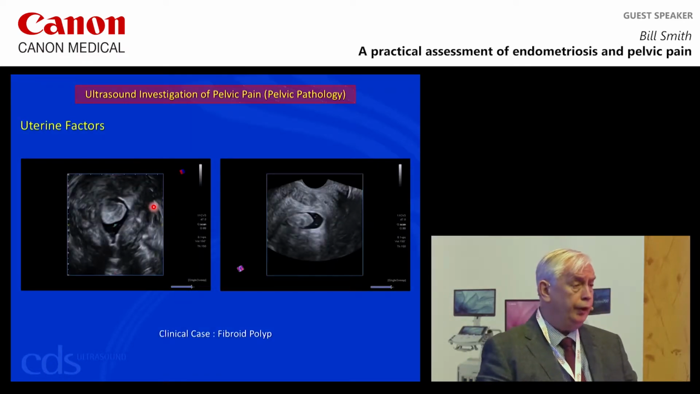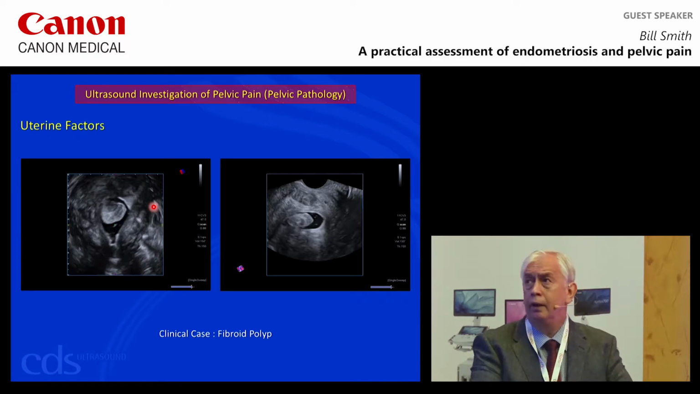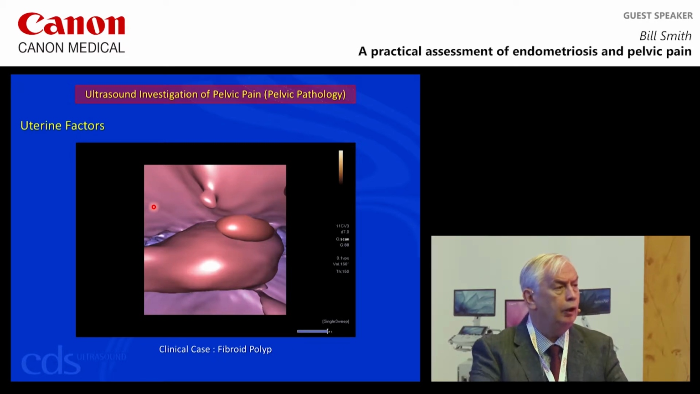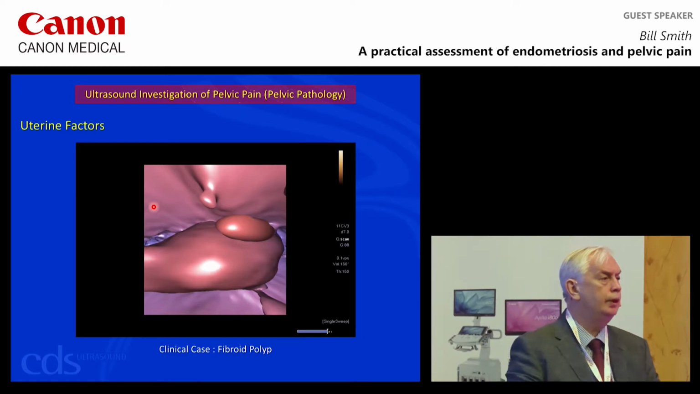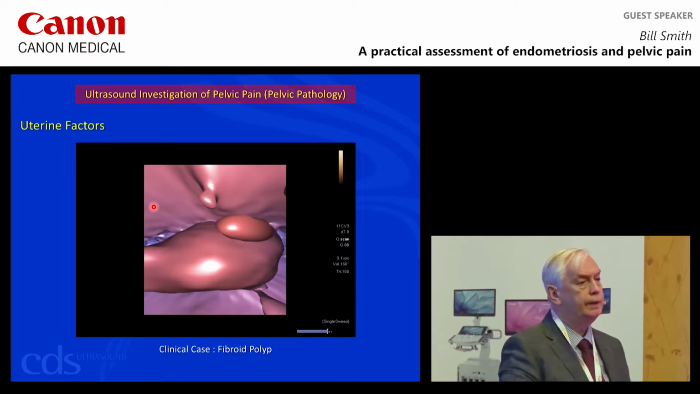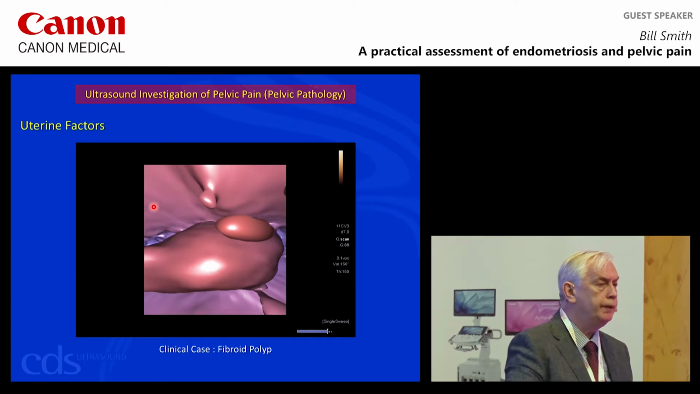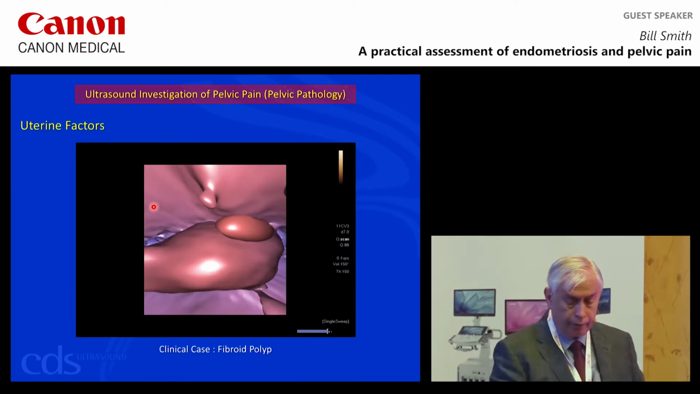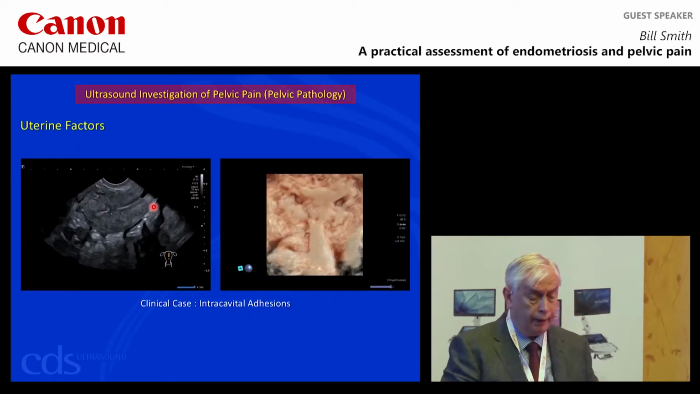There are other uterine causes of pelvic pain. Certainly if we have intracavitary pathology, fly-through has become tremendously important to us, not just in terms of imaging intracavitary pathology, but passing that information on to the surgeon, and particularly in pre-surgical assessment. Fly-through is of tremendous importance. In this case, we have a fibroid polyp.